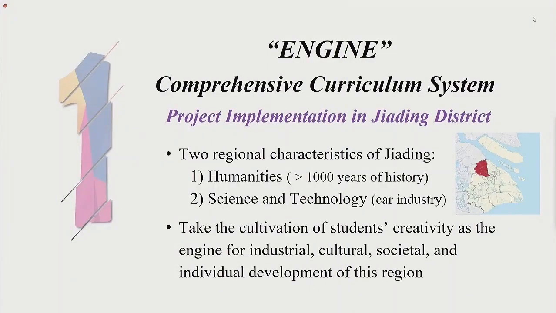First, for the project implementation in Jiading district, a comprehensive curricular system named the Engine was developed based on the two regional characteristics of Jiading. The first is humanities, as it has a history of over 1,000 years. The second characteristic is science and technology, as it has a very well-developed car industry, and many car companies and factories are based there, including the Volkswagen Group. The name of the Engine came from our purpose to take the cultivation of students' creativity as the engine for industrial, cultural, societal and individual development of this region.